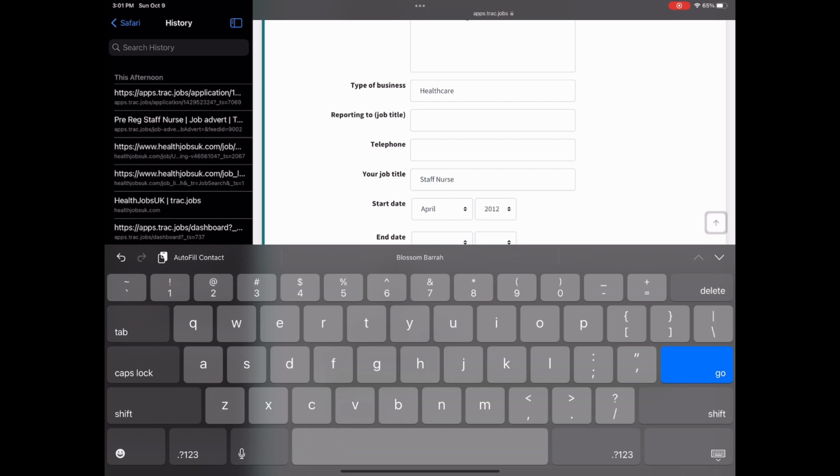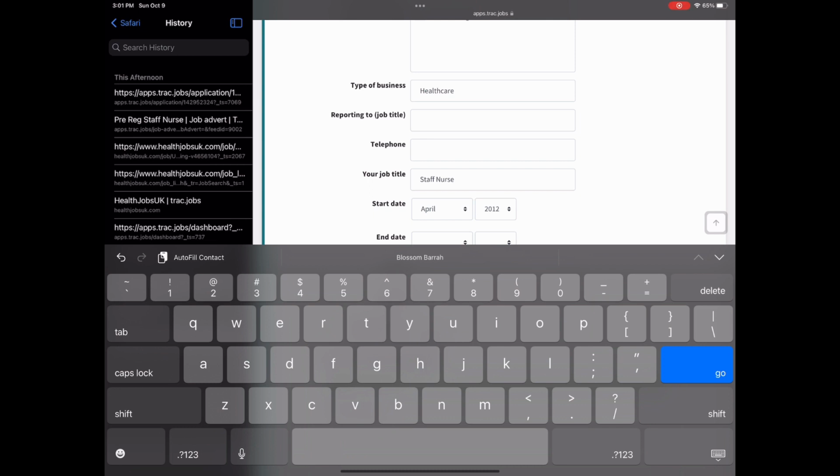Now, this reporting to job title, some people end up putting their own job title simply because they saw job title. No, they are asking you, the person you report to, what is their job title? Is it the head of nursing services? Is it a matron? Is a person the chief nursing officer? Do you get? That's what they're talking about. But most times, it's best to just leave it blank. Nothing will happen. Thousands of persons have gotten jobs without filling those information. Even the telephone too, you could leave it.